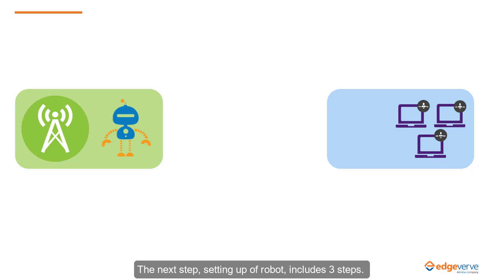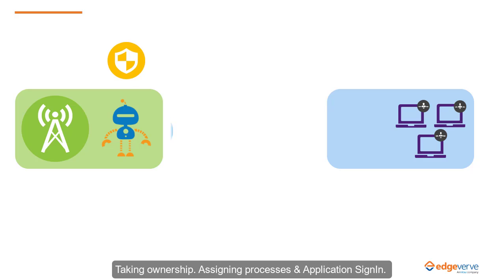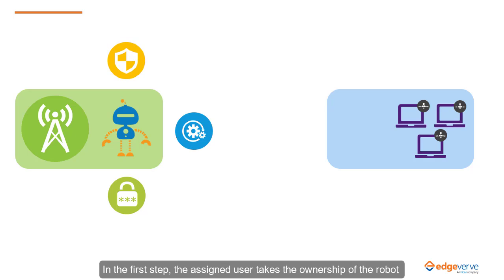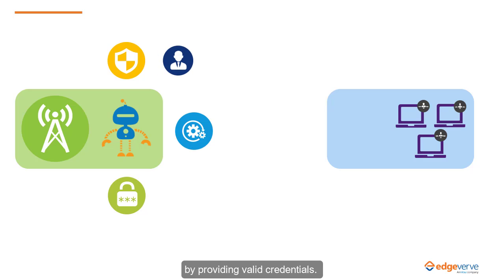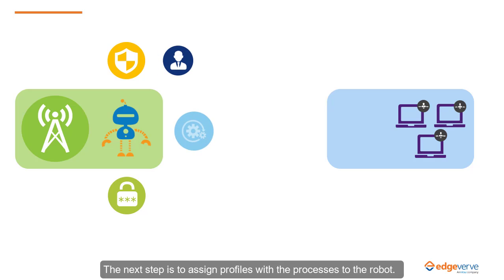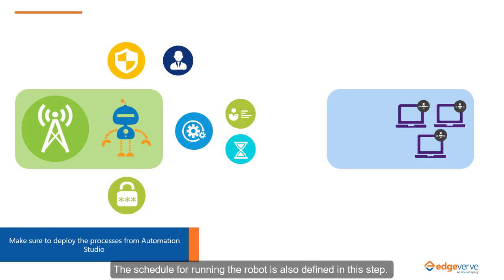The next step, setting up of robot, includes 3 steps: taking ownership, assigning processes, and application sign-in. In the first step, the assigned user takes the ownership of the robot by providing valid credentials. The next step is to assign profiles with the processes to the robot. The schedule for running the robot is also defined in this step.